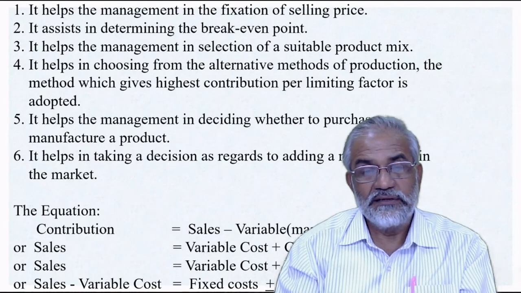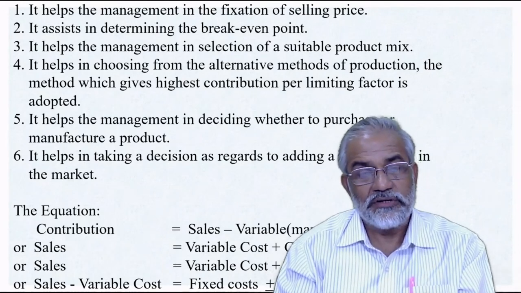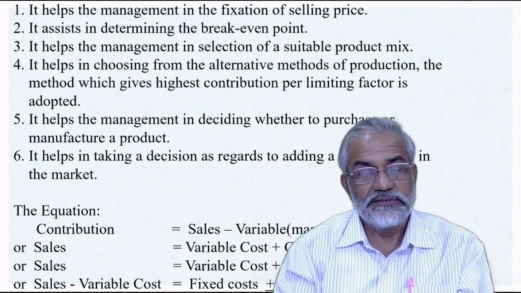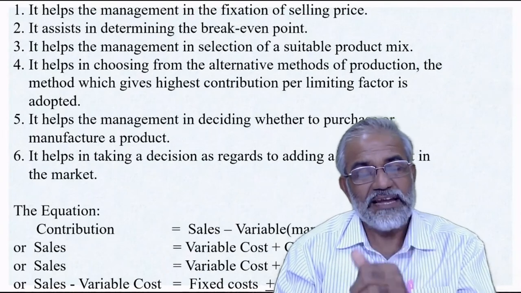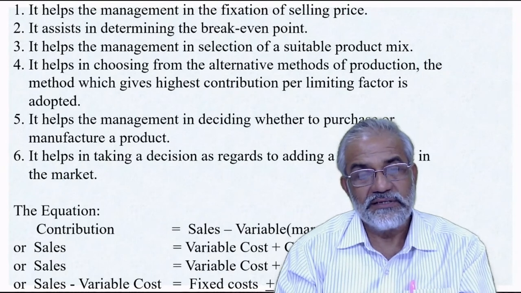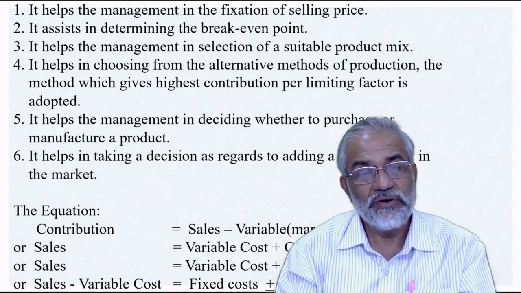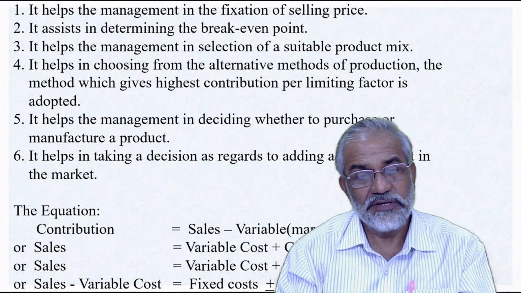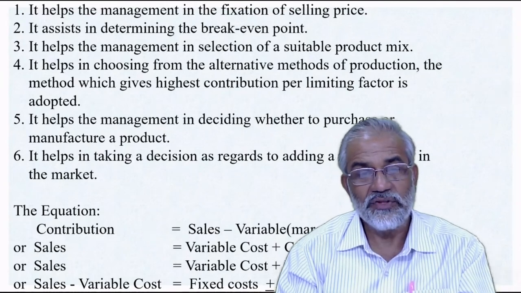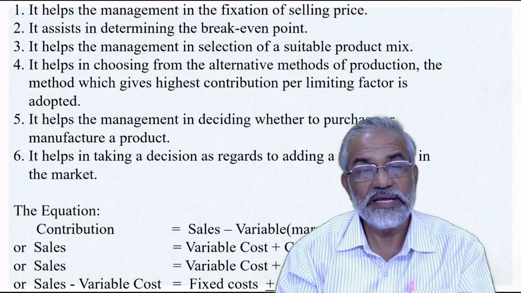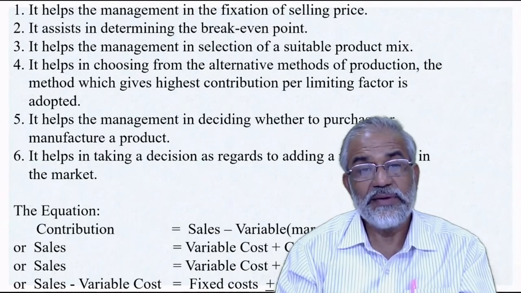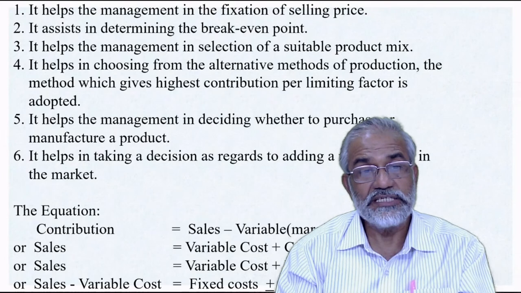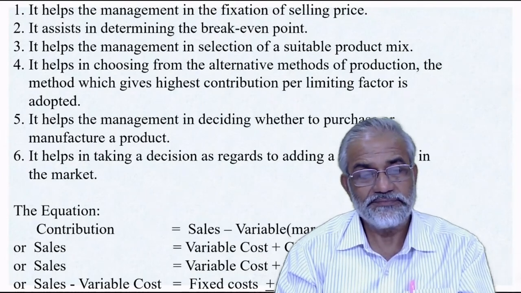If by producing the product in our own unit, our contribution is lesser than that of the others, then obviously we will go for the manufacturing of the cabinet in our own organization. Otherwise, it won't be beneficial to take a decision like this. So the fifth advantage is it helps the management in deciding whether to purchase or to manufacture a product.